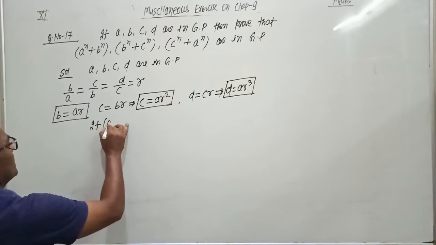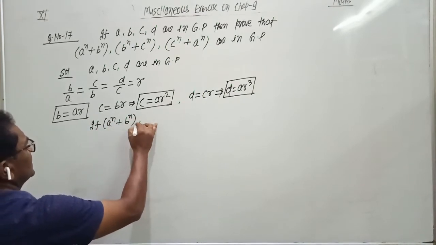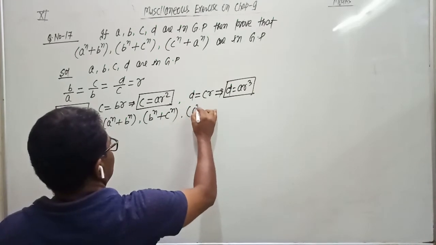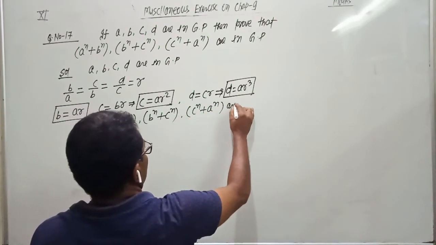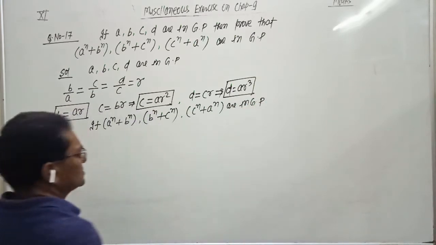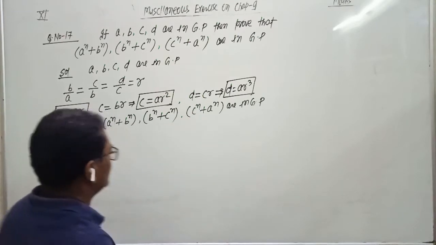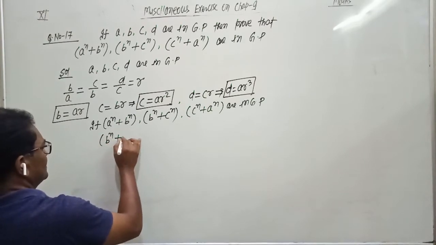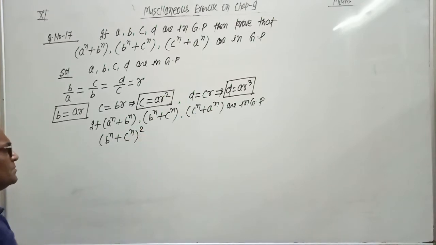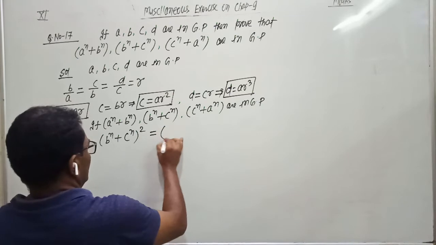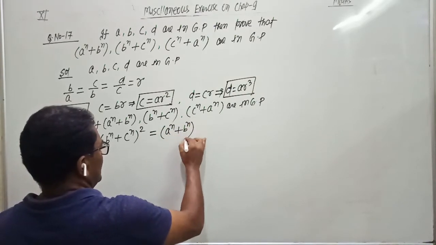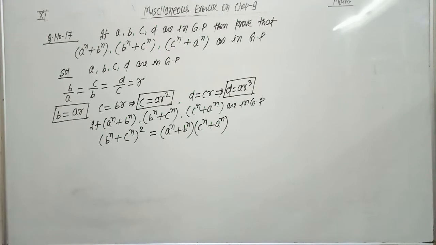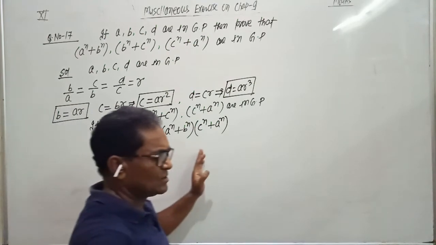So if A raised to the power n plus B raised to the power n, B raised to the power n plus C raised to the power n, and C raised to the power n plus D raised to the power n are in GP, it means if A, B, C are in GP, then B square equals to A into C. So we can write that B raised to the power n plus C raised to the power n, the whole square, equals to A raised to the power n plus B raised to the power n multiplied by C raised to the power n plus D raised to the power n. Now we prove that LHS equals to RHS.